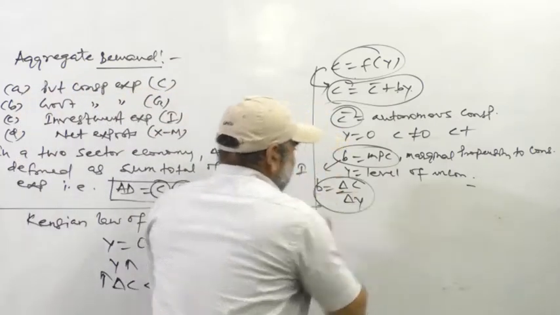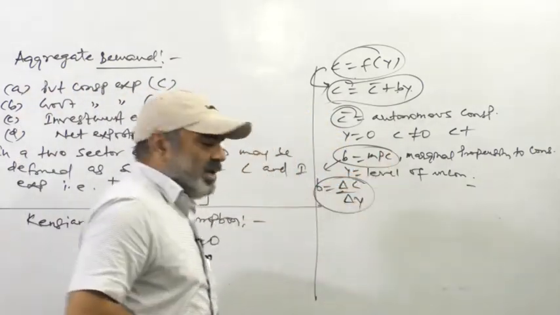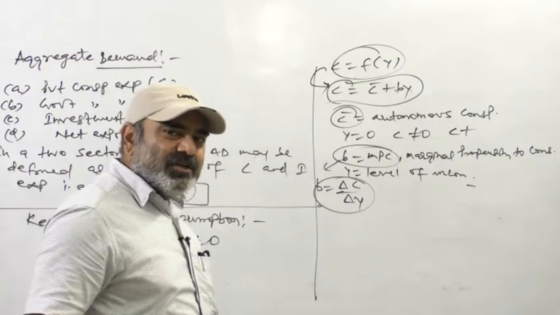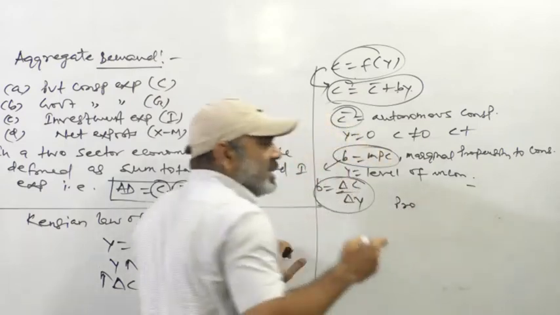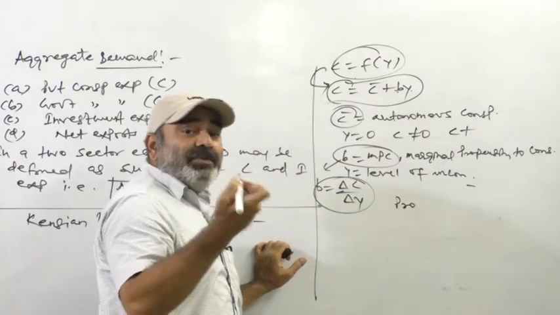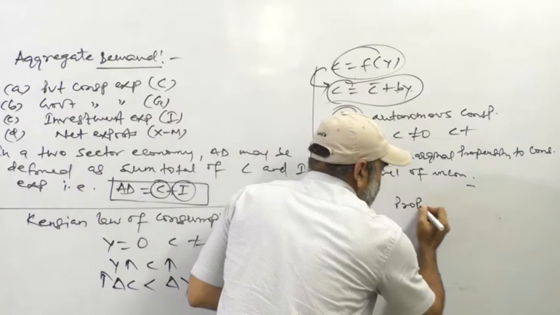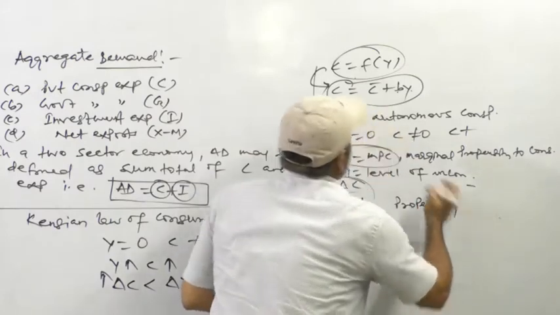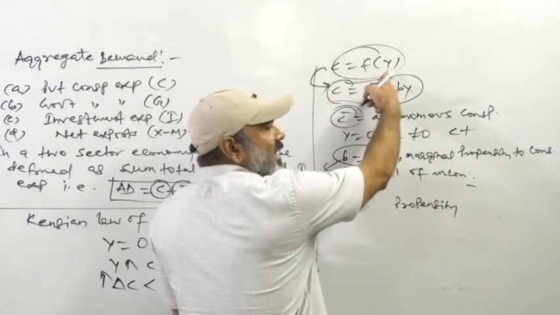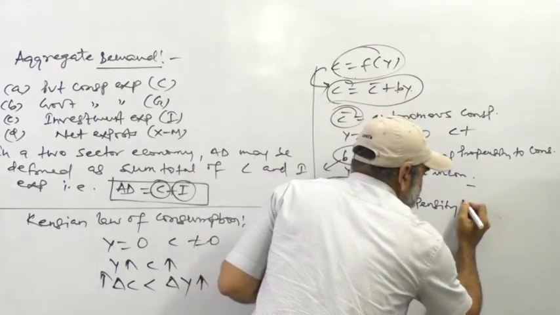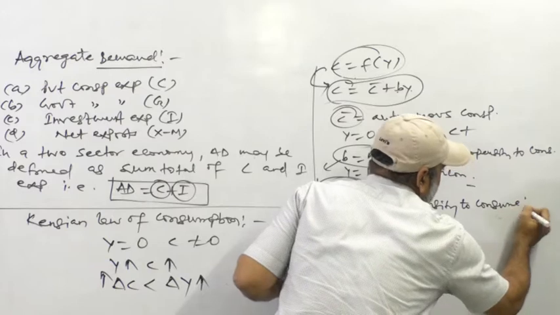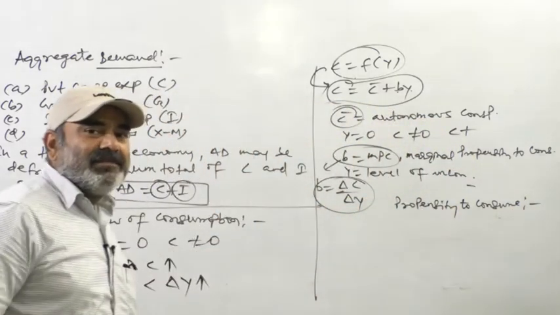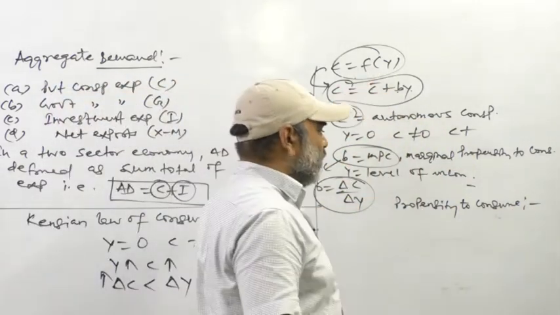अब चूंकि बात यहाँ एमपीसी की हुई है तो थोड़ी सी प्रोपेंसिटी टू कंज्यूम की बात मैं आपको बताऊं. We have to study consumption function, which is also known as propensity to consume. This is consumption function and it is also known as propensity to consume. Means proportion of income is spent on consumption, and consumption is the function of income.